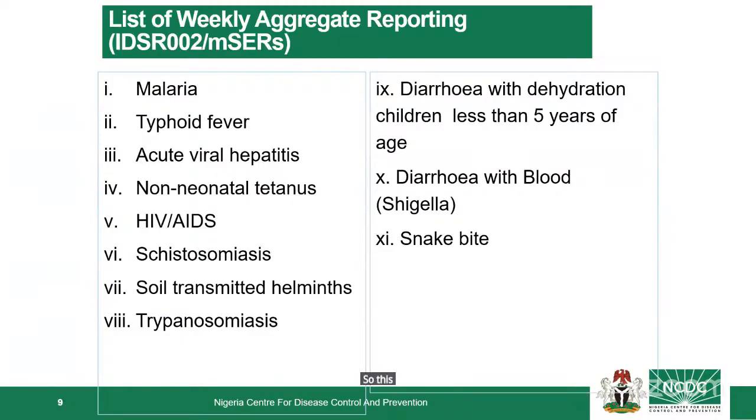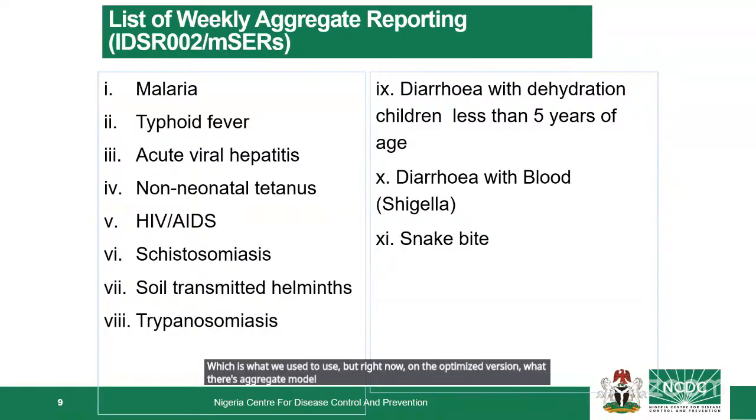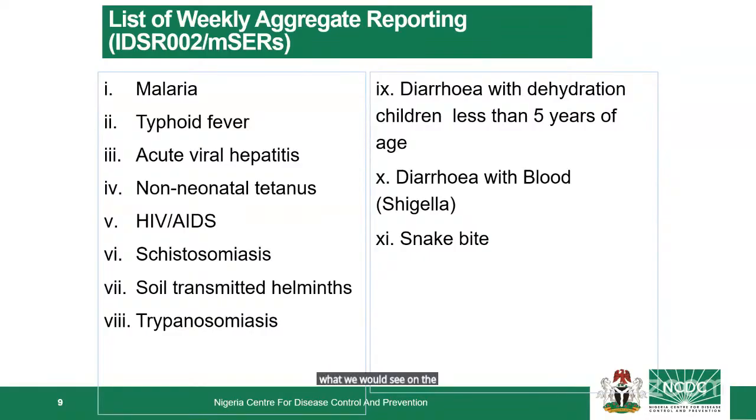This is the list of the IDSR weekly reportable diseases earlier mentioned. I'm sure we're all used to MSARS, which is what we used to use. But right now, on the optimized version, what's there is the aggregate model, so the MSARS model is not there. What you will see on the optimized SORMAS version is aggregate. We'll see that when we do the live demo. These are the 11 weekly reportable diseases.